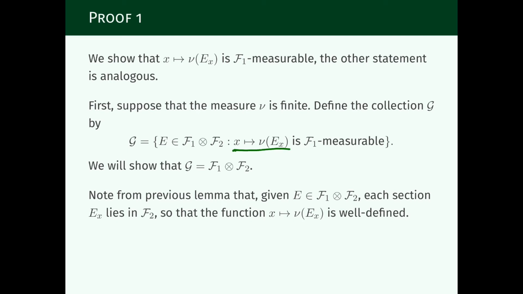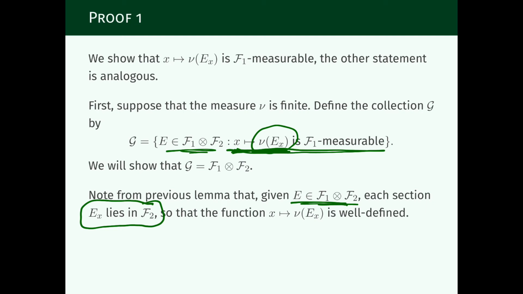So consider now the family that has this property: the function that maps to each x the measure of the section by x. First, this function is well defined. What does it mean well defined? We can compute this measure. And why can we compute this measure? Because by the previous lemma, for every set E in this family, when we take a section, this section is in F2, which means we can compute nu of this section.